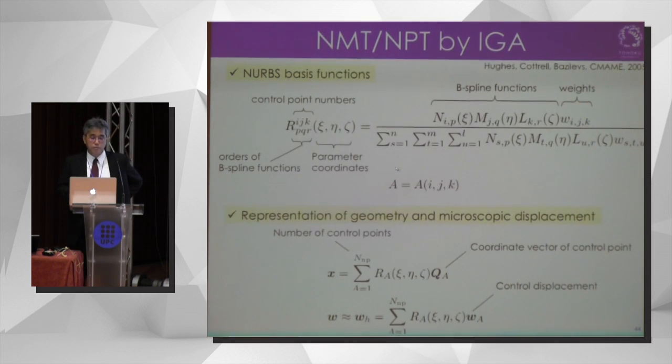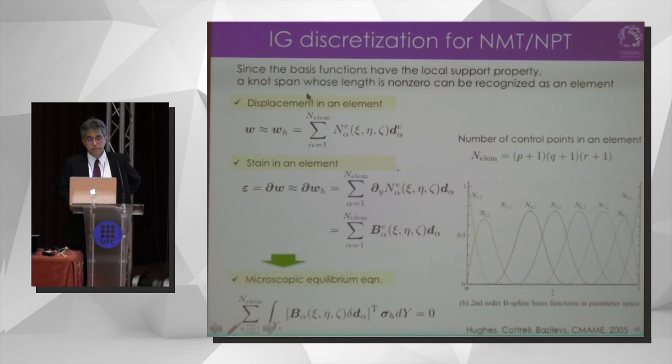Within this framework, we can apply the isogeometric analysis to the numerical material test and also the numerical plate test. Here we have the NURBS basis function as usual. We don't need to explain the detail here. Then we can represent the geometry and the microscopic displacement like these expressions here. Since the basis functions have the local support property, a knot span whose length is non-zero can be recognized as an element in this case. So we have the approximation of the displacement. This is the microscopic displacement in an element, and also we have the microscopic strain of this form. Using these approximations of the microscopic deformation, we have the discrete form of the microscopic equilibrium equation here.